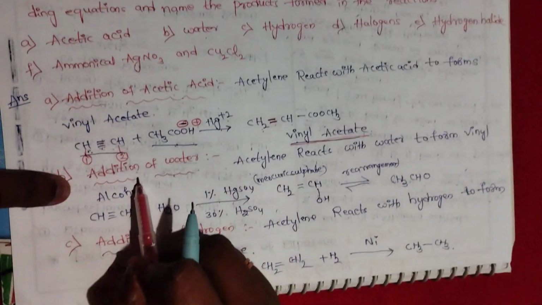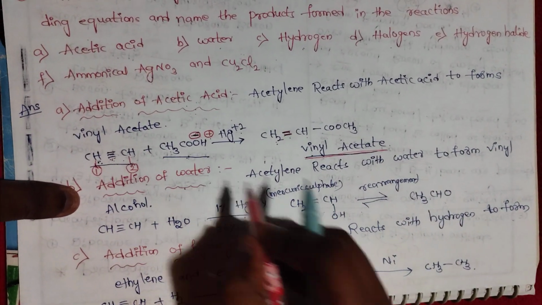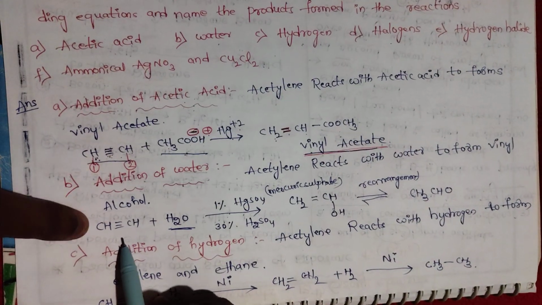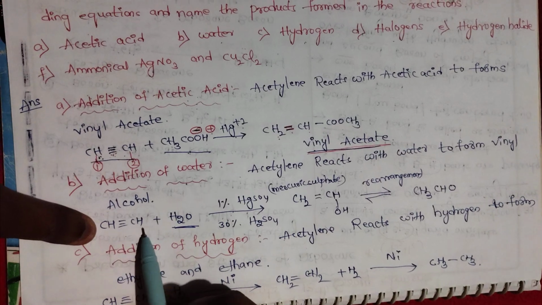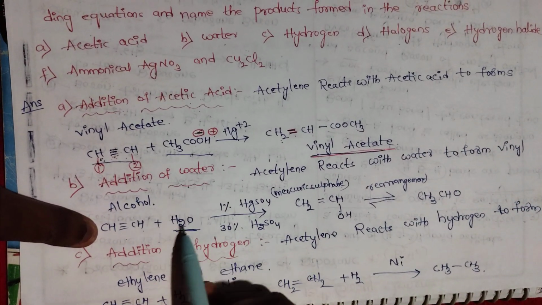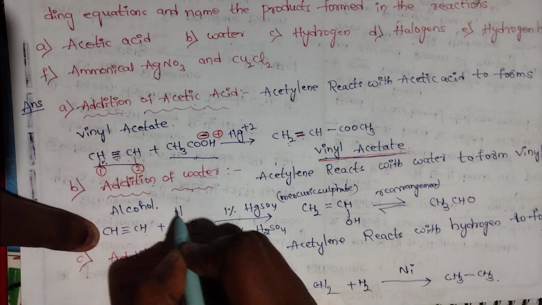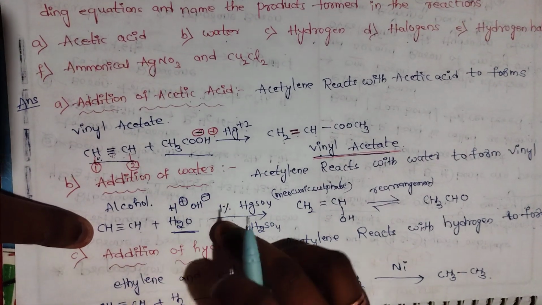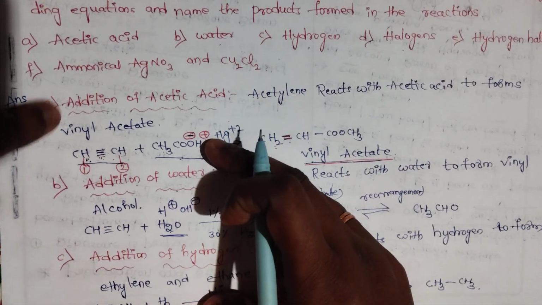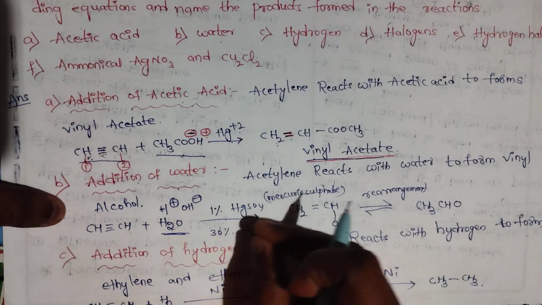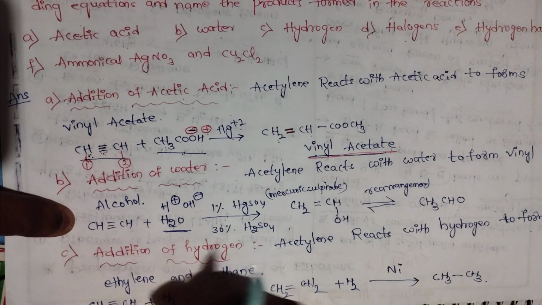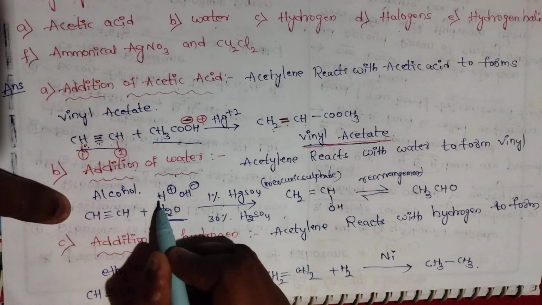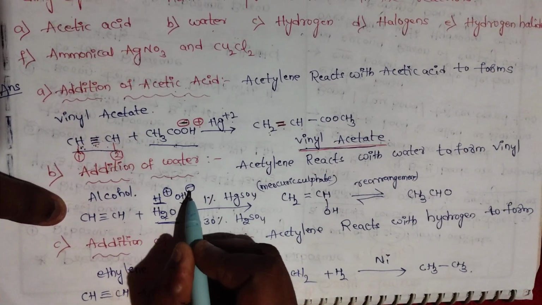What is the second reaction? Addition of water. The formula of water is H2O, and acetylene is CH triple bond CH, as we already saw. Water is divided into two types of ions, H plus and OH minus. Similar to the reaction with acetic acid, the same manner applies to water. In water, two ions are present: one is H plus, another is OH minus.